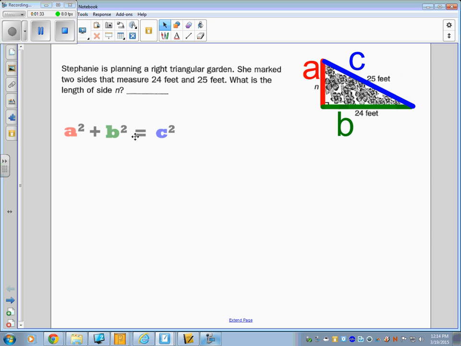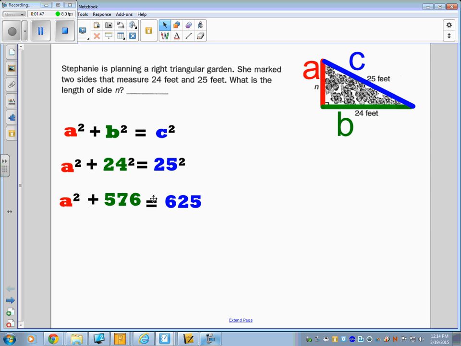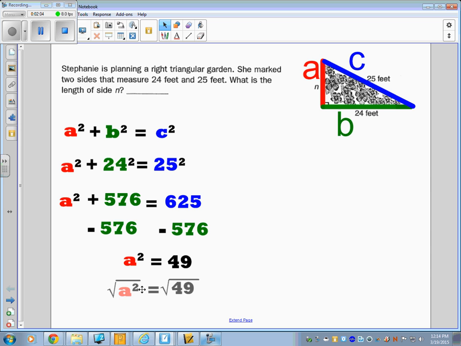We can write the Pythagorean theorem: A squared plus B squared equals C squared. We can substitute the values that we know, 24 for B and 25 for C. We can do the math, which means squaring 24 and squaring 25. And now we have to solve the equation. This is a missing leg problem, so we're going to have to subtract something from both sides. Here it's 576. So we'll subtract that from both sides, and we'll get A squared equal to 49. I take the square root of that, and it gives us A equals 7.